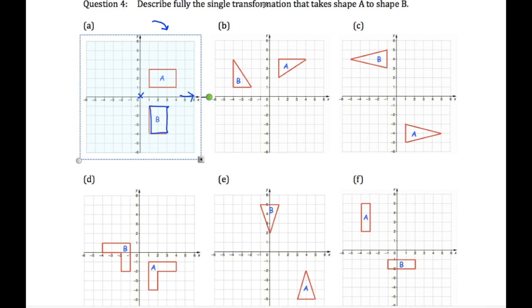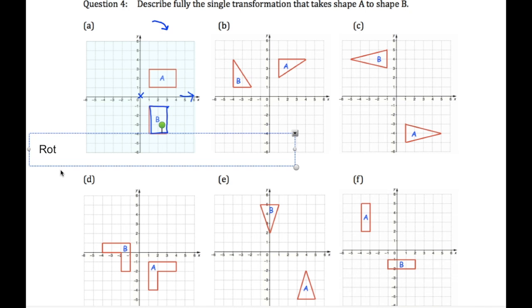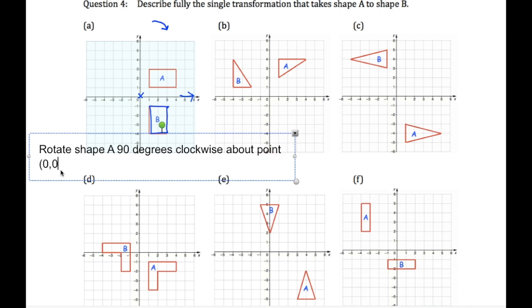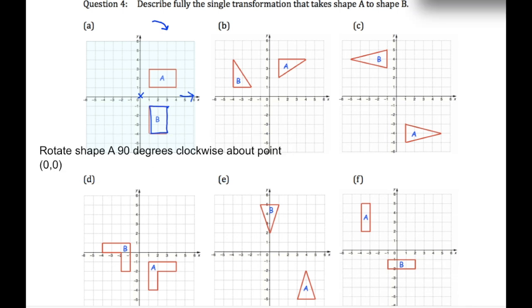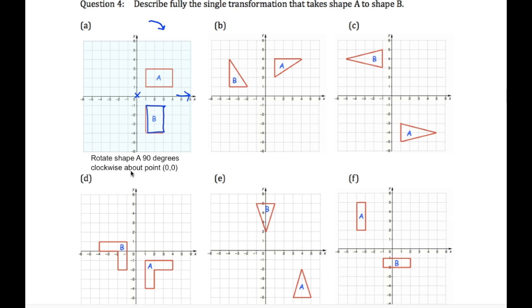So now on that one there, I need to describe this. So I would say rotate shape A 90 degrees clockwise about point, in this case 0, 0. So I've just neatened this up. It's your turn now to have a go.